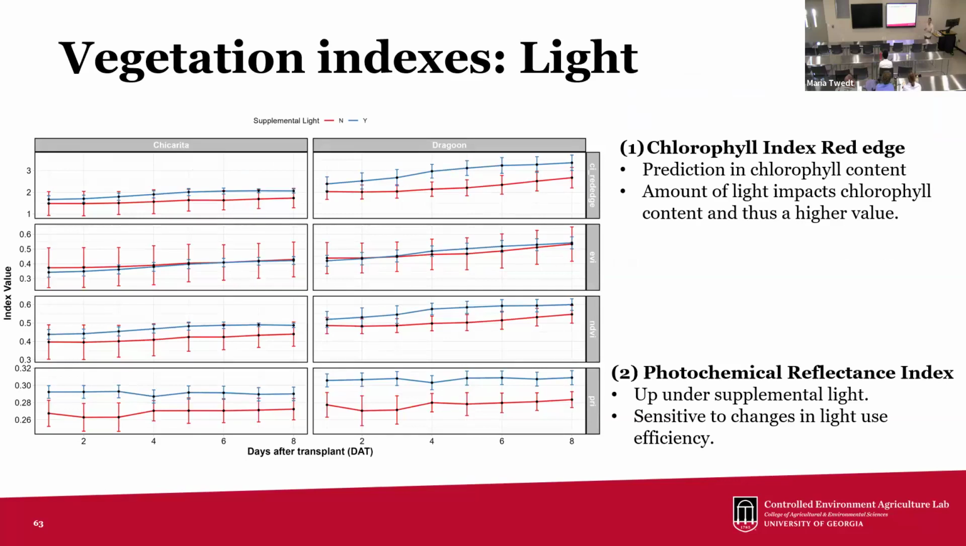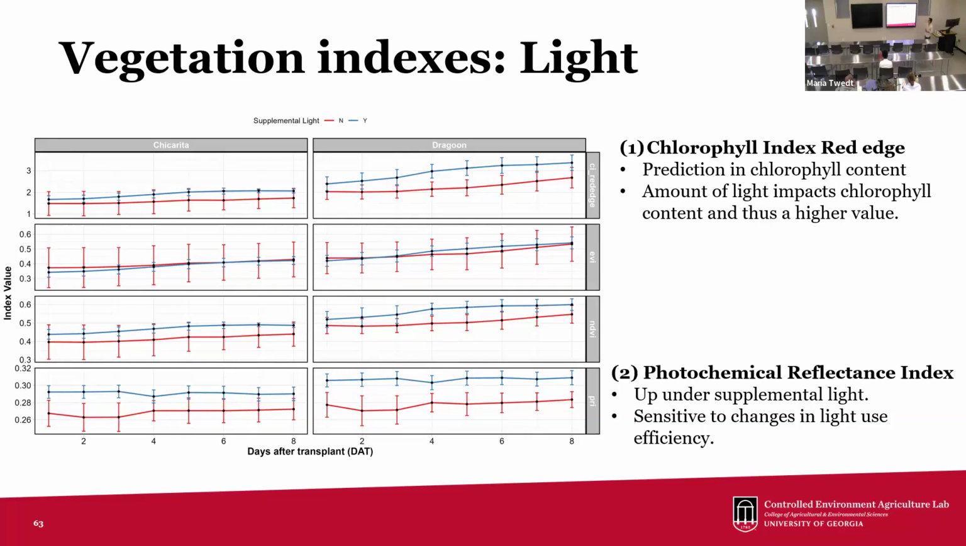Now, it's really interesting also to see what happened with the photochemical reflectance index for the plants growing under different supplemental light conditions, with or without it. Basically, in the photochemical reflectance index, we can see that the plants growing with supplemental light on top had a higher value, meaning they are having a better light use efficiency, as we are providing more light to them, even though it's not a limiting quantity of light that we are providing.